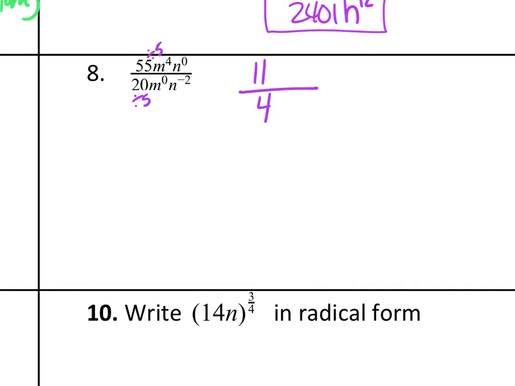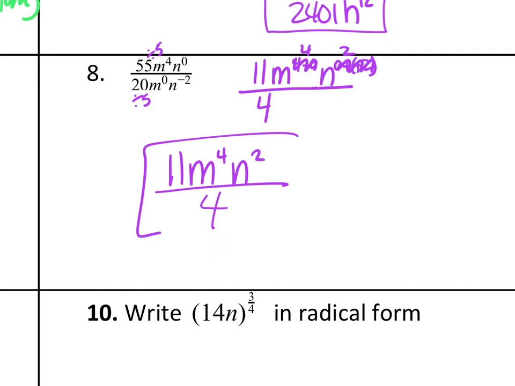Okay, now I'll deal with my variables and exponents. So m to the 4 minus the bottom is 0, and then n to the 0 minus negative 2. All right, so 4 minus 0 would be 4. 0 minus negative 2 will be plus 2. All right, so then let's just write that a little bit neater: 11m to the 4th, n to the 2nd over 4.